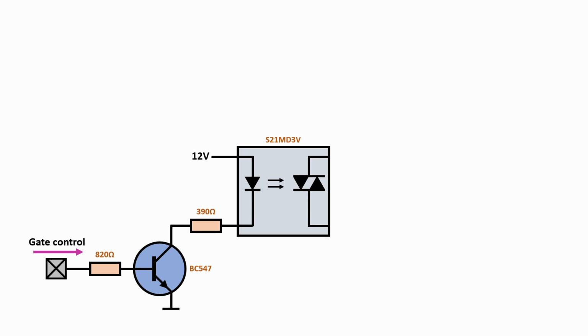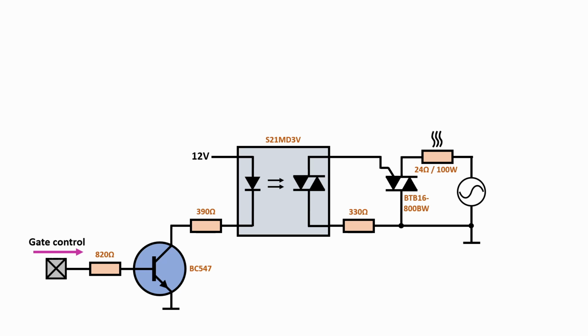Let's start with the gate control signal that comes from the STM32 and feed it into the base of a standard BJT. This transistor then controls an opto-TRIAC, which is connected to the main TRIAC that controls the dissipated power of the resistive load. The TRIAC and the resistive load are connected to the AC power supply.